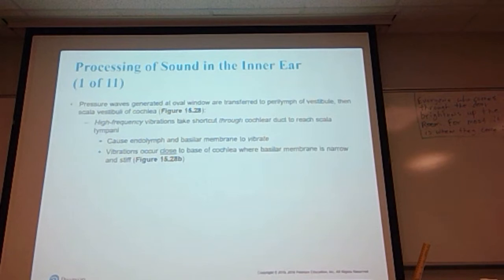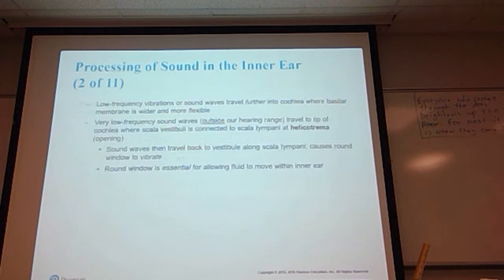Vibrations occur close to the base of the cochlea, where the basilar membrane is narrow and stiff. Low frequency vibrations or sound waves, however, have to travel further into the cochlea, where the basilar membrane is wider and more flexible. Very low frequency sounds outside of our hearing range travel to the tip of the cochlea, where the scala vestibuli is connected to the scala tympani at the helicotrema opening. Sound waves then travel back to the vestibule along the scala tympani, causing the round window to vibrate. The round window is essential for allowing fluid to move within the inner ear.